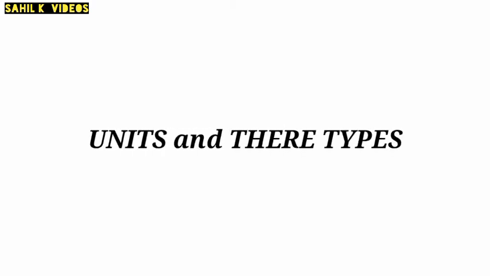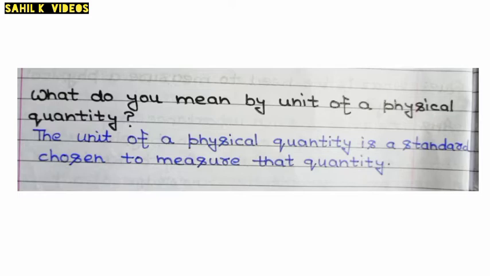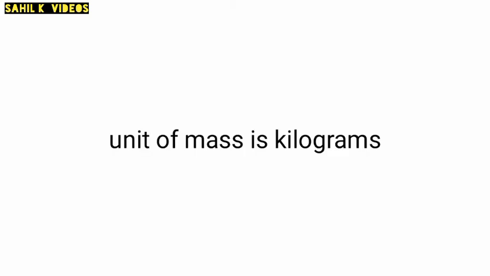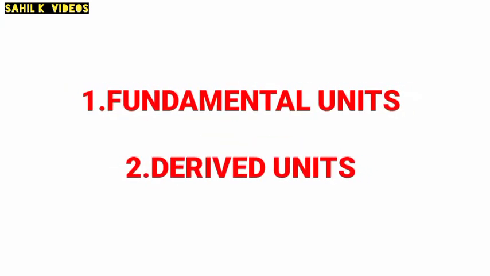Now we are going to learn about units and their types. The unit is a standard chosen to measure a physical quantity. For example, kilogram is chosen to measure mass. So the kilogram is the standard or unit which is chosen to measure mass. There are two types of units: fundamental units and derived units.